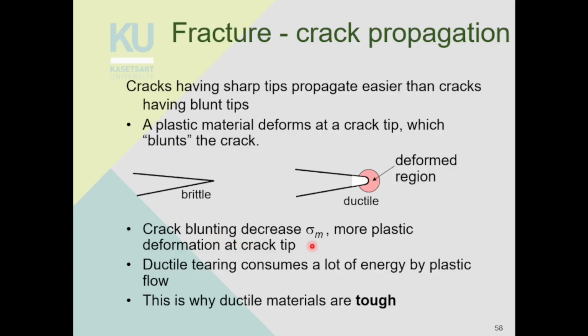Crack blunting decreases sigma m, or the crack tip stress, and we have more plastic deformation at the crack tip. Ductile tearing consumes a lot of energy by plastic flow, and this is why ductile materials are tough. So basically, what this paragraph says is that ductile materials consume energy by plastically deforming the crack tip, making them tough. Whereas brittle materials don't consume a lot of energy, and at the crack tip you have a lot of stress concentration, so the crack will grow a lot faster in brittle material.